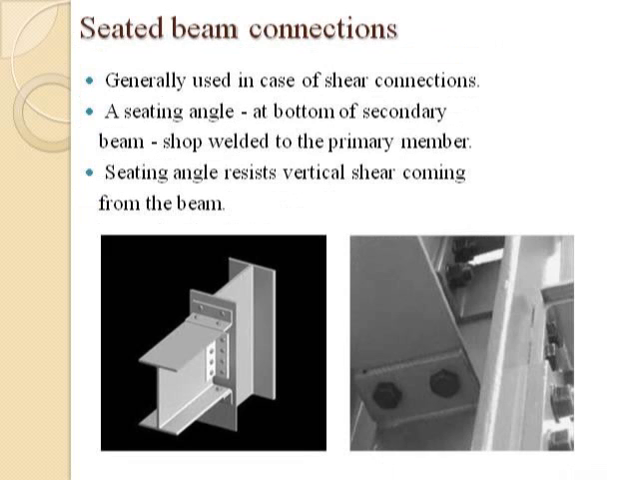Then next we have seated beam connections. In seated beam connections, these are generally used in case of shear connections. So a seating angle is at the bottom of the secondary beam, which can be shop welded to the primary member. Then the seating angle resists the vertical shear coming from the beam. Whatever vertical shear is coming from the beam, that is to be transferred to the column. So the seated angle resists that vertical shear.